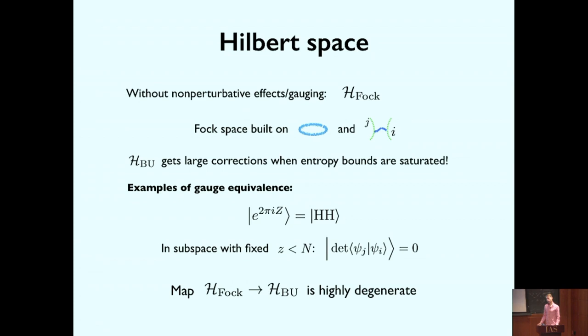So you've thrown out a lot of states. So this map from the naive, what you would expect the Hilbert space to look like in a semi-classical setting, to the physical Hilbert space, which is sort of projecting down to gauge invariant or gauge independent states, is really highly degenerate. It's throwing away a lot of states.